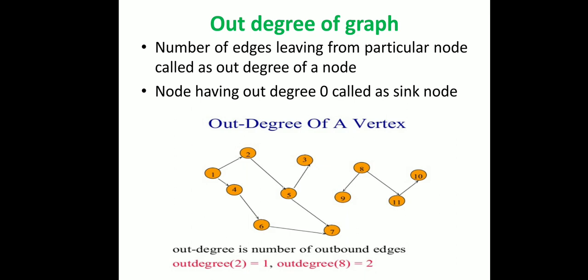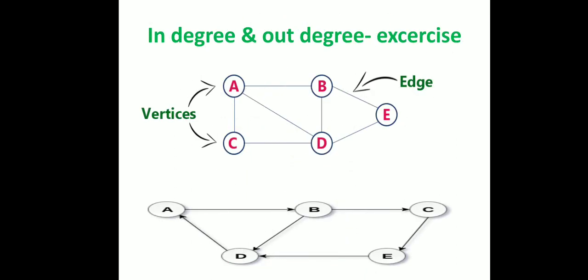So in this example, out degree of 2 is 1. Why? Because only one edge is going out from 2, that is 2 to 5. Whereas out degree of node 8 is 2. Why? Because two edges are going out, one from 8 to 9 and one from 8 to 11. So this is the example you can have for in degree and out degree. So from this diagram you can find out in degree of a particular node and out degree of a particular node.